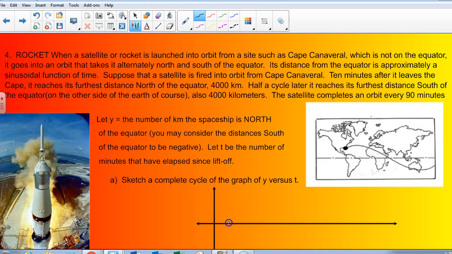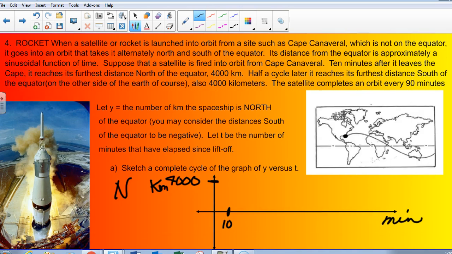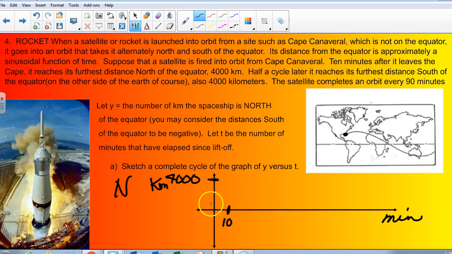What do you want to do there? 4,000 kilometers. I can read. So the max is at 4,000 kilometers north of the equator. And what time does that occur? 10 minutes into its flight. Okay. It reaches half a cycle later its furthest distance south, 4,000 kilometers. Where are we going to put that? At negative 4,000 and call that south. Will that work?